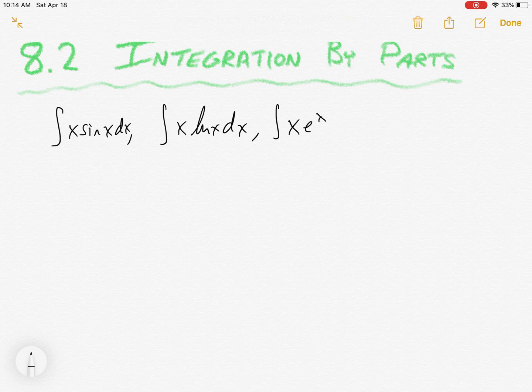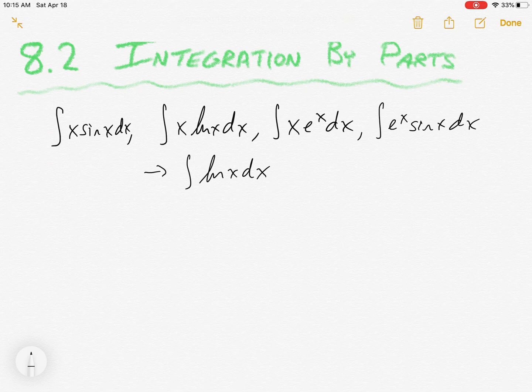We're going to be able to do things like the integral of x ln x dx, x e to the x dx. So these are composite functions, really. Two different types of functions. So like the first one was what? Polynomial, trigonometric; polynomial, logarithmic; polynomial, exponential; even things like exponential, trigonometric. We'll be able to do all these kinds of things.